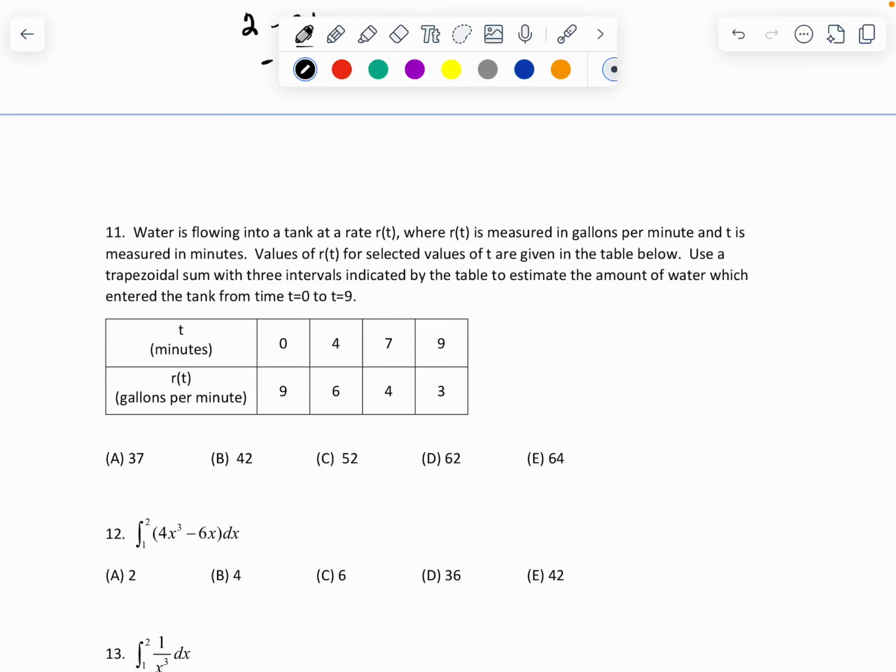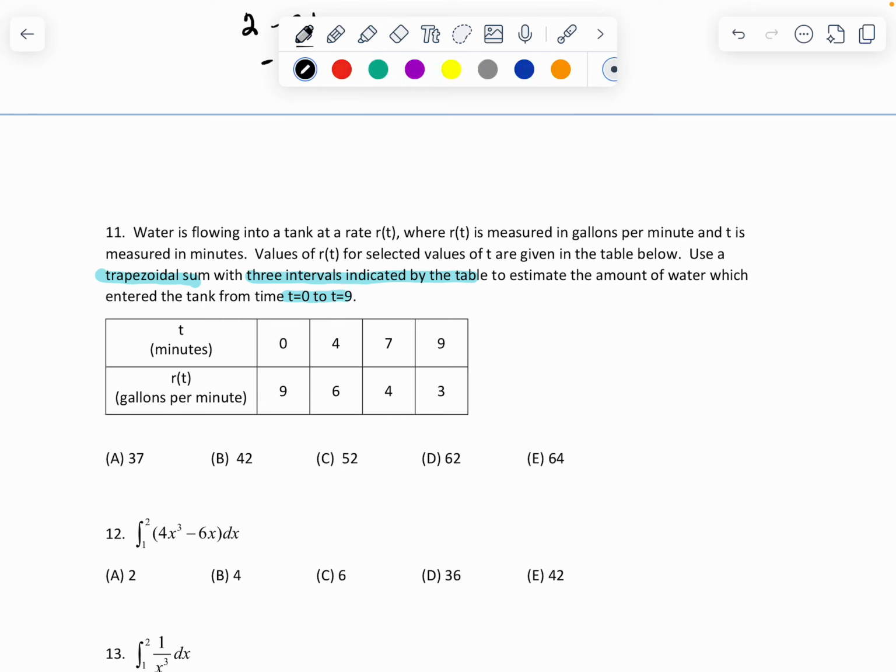All right, guys, so here's page 3. So you have water flowing into a tank, gallons per minute, and here's a chart of what's happening at certain times. And the question is, use a trapezoidal sum. So let's highlight some of that stuff. You want to use a trapezoidal sum with 3 intervals indicated by the table to estimate the amount of water which entered the tank from time equals 0 to time equals 9.